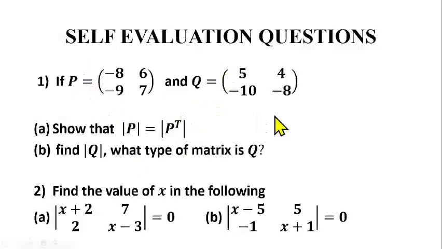You have matrix P and matrix Q. You have to show that determinant of matrix P is equal to determinant of matrix P transpose. You have to find the matrix determinant of Q. What type of matrix is Q? They're asking you that question again, which is what you have done before. Then find the value of x, given that determinant of this matrix is equal to 0, and the same thing here as well. So you have to find value of x here, find value of x here as well, which is what you have solved previously. So that is that on the determinant of 2 by 2 matrix.